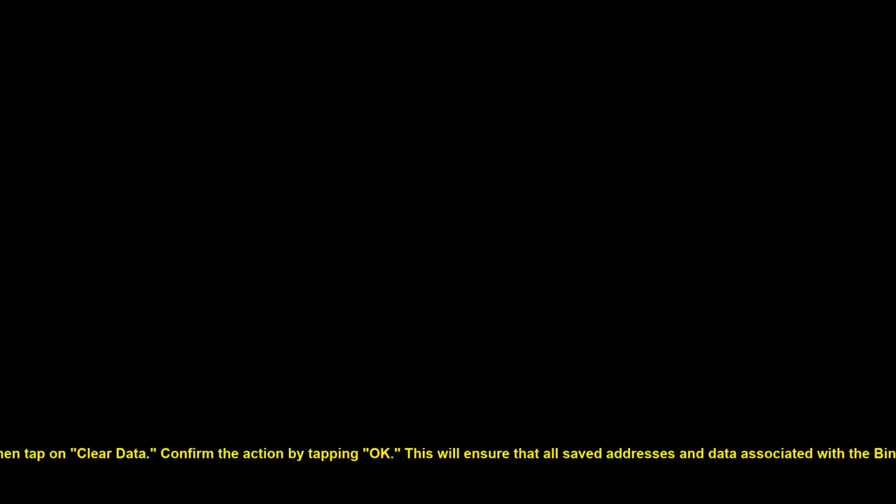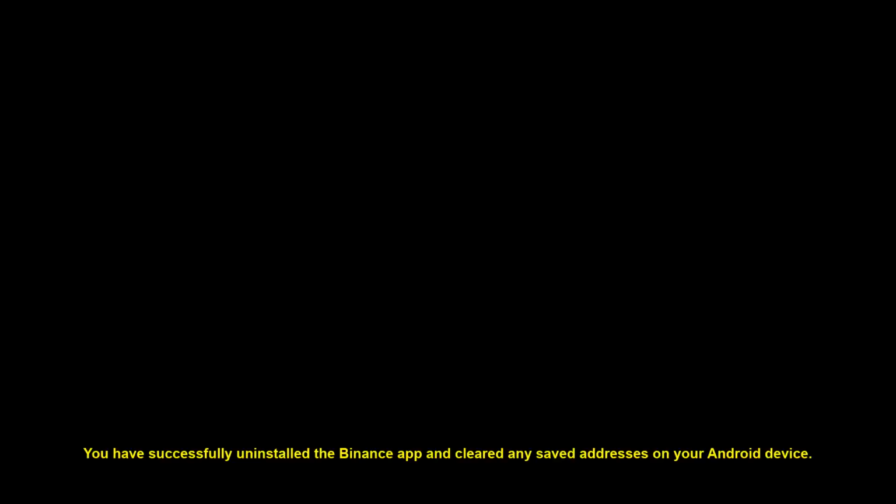Select Storage and then tap on Clear Data. Confirm the action by tapping OK. This will ensure that all saved addresses are cleared. You have successfully uninstalled the Binance app and cleared any saved addresses on your Android device.